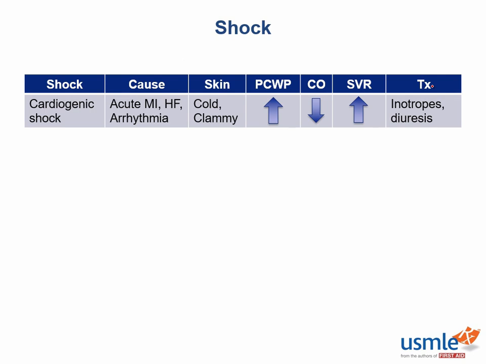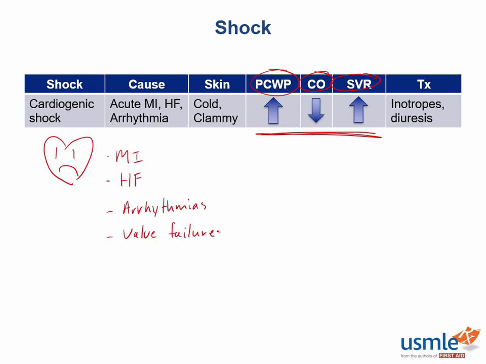and it results in an increased central venous pressure, or pulmonary capillary wedge pressure, as we see here, a low cardiac output, and increased systemic vascular resistance. Now, cardiogenic shock is usually due to problems intrinsic to the heart, such as dying myocytes, conduction abnormalities, or valvular abnormalities. Now, some examples of this would be an acute myocardial infarction, heart failure, arrhythmias, or valve failure.